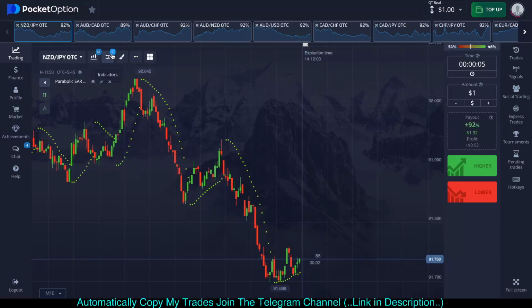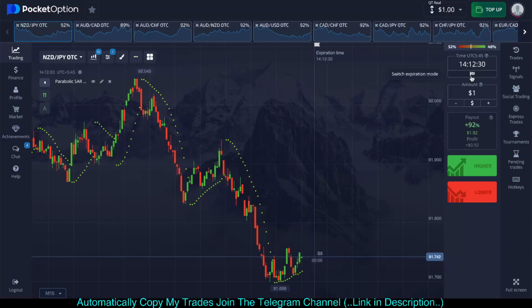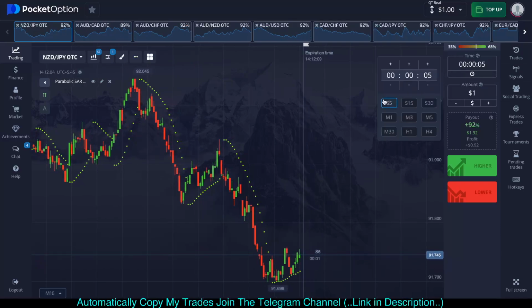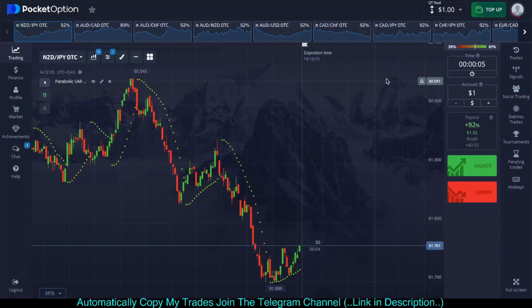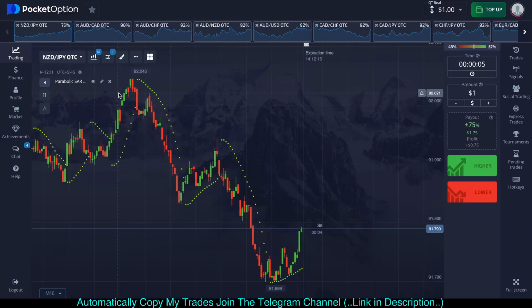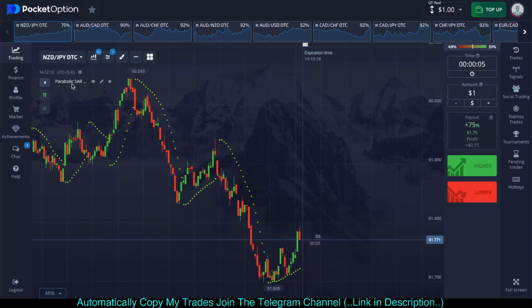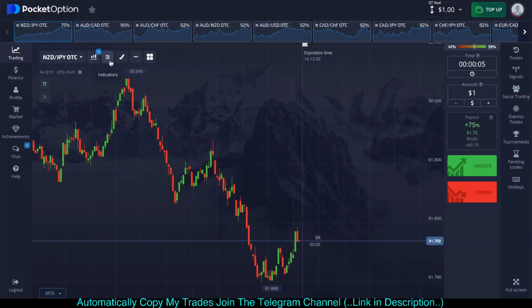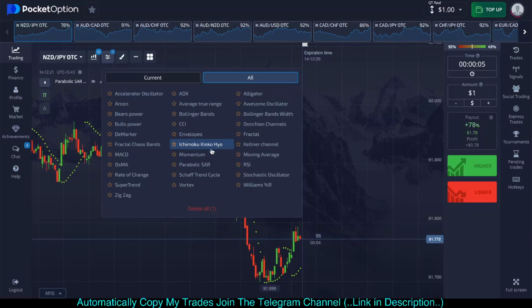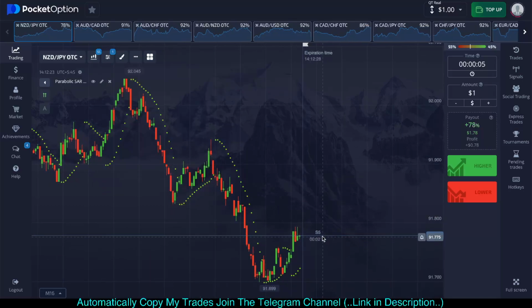Now once you do this much, if it is a flag here, make it a clock. Just click on it and it will be a clock, and then click on this timer S5, and your trading time frame, the expiration time, will also be 5 seconds. And you need to implement this indicator called parabolic SAR. Go to your indicators, search for the parabolic SAR and just click on it, and it will be implemented into your chart.